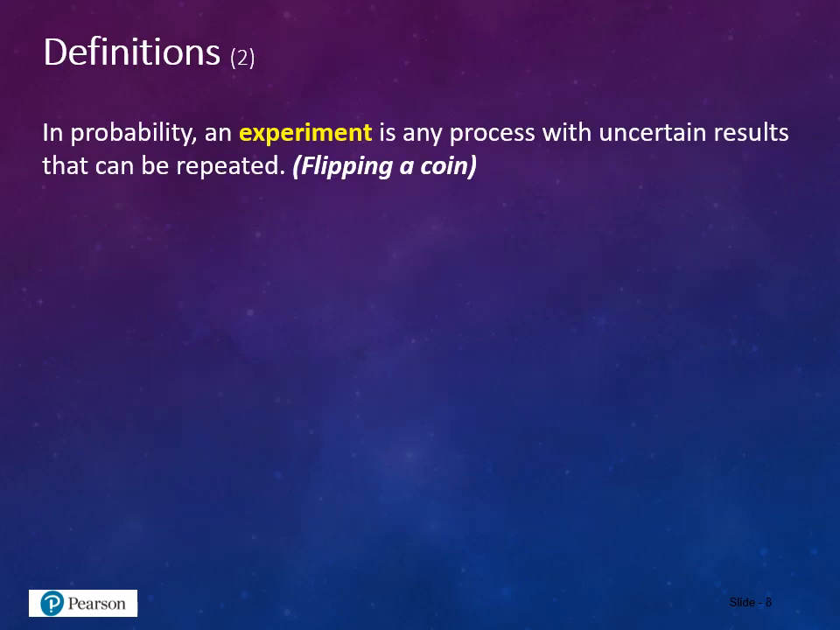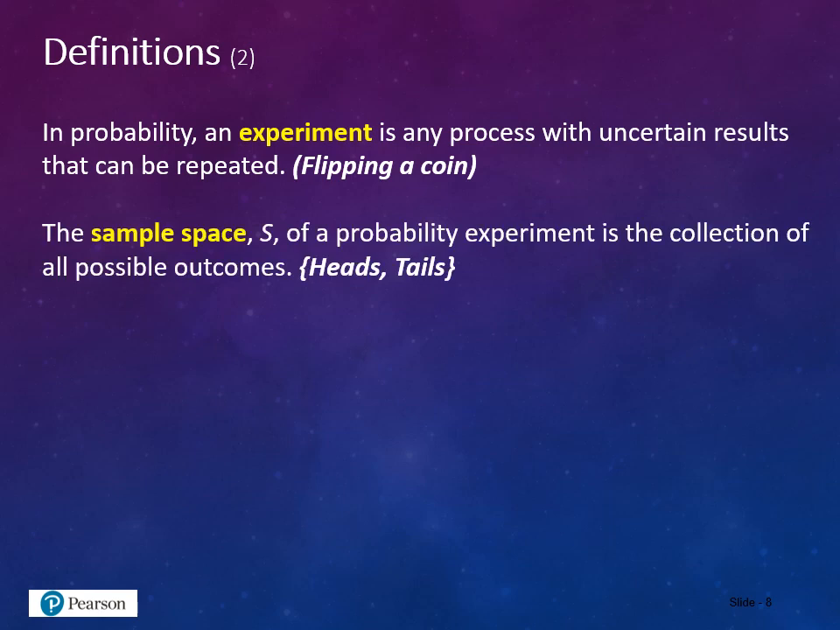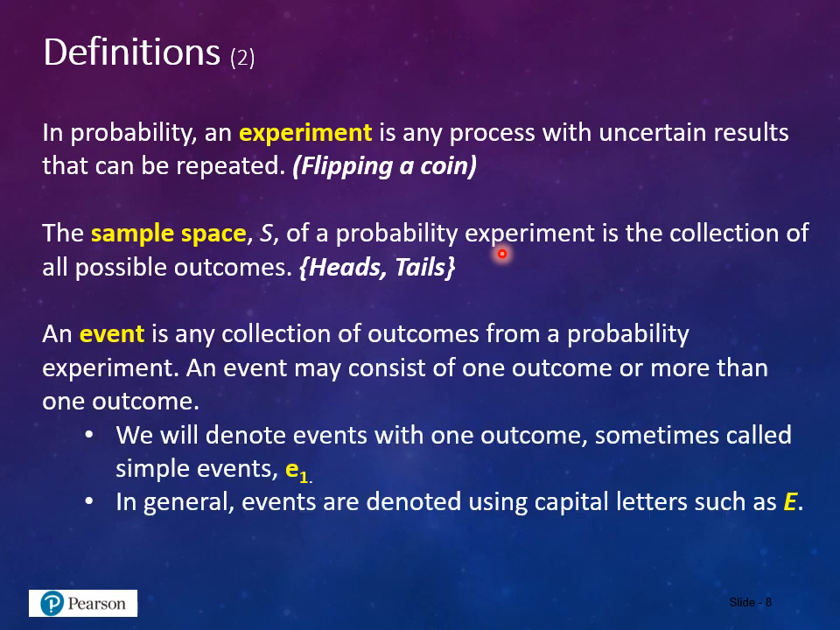In probability, an experiment is any process with uncertain results that can be repeated. In our case, it was flipping a coin. The sample space, this is an important one, denoted with the letter S, uppercase S, of a probability experiment is the collection of all possible outcomes. In our experiment of flipping a coin, we had two possible outcomes, heads or tails. Notice that we put these in the curvy brackets because this is a set of all the possible outcomes. And it's just a list of everything that could happen in your specific experiment. It's identifying all of the possible outcomes.